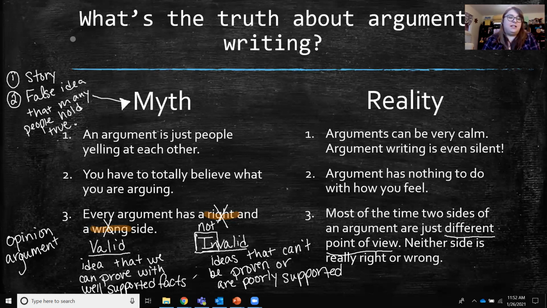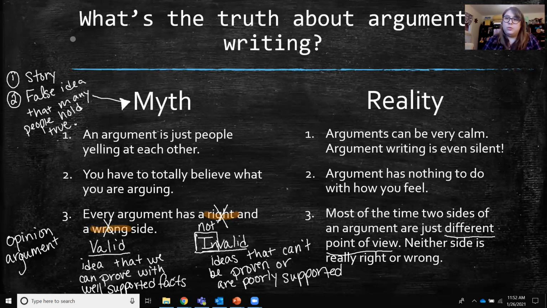So you can have a valid argument, or you can have an invalid argument, or you could have a valid opinion or an invalid opinion. So I just really want to caution you, don't use right and wrong. We want to instead use valid and invalid, because making an argument is all about the proof that we use, and not necessarily what we believe. It's all about the proof.